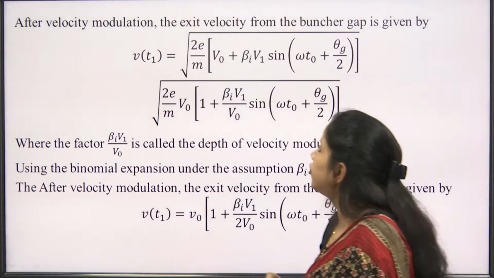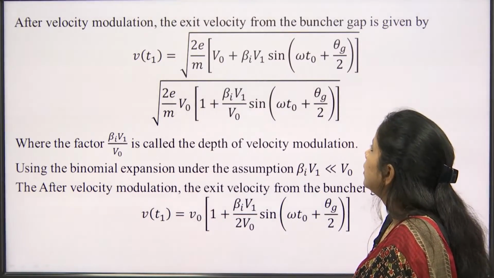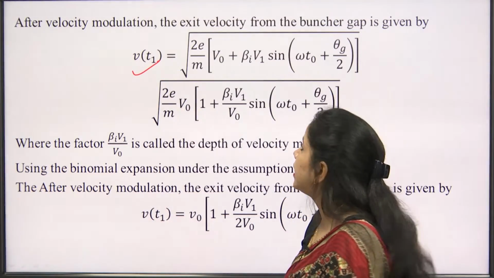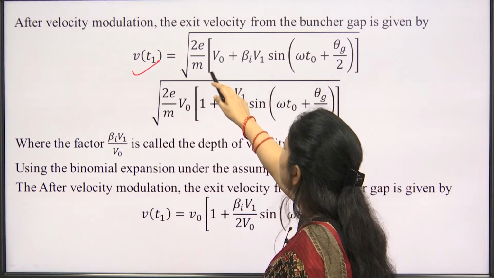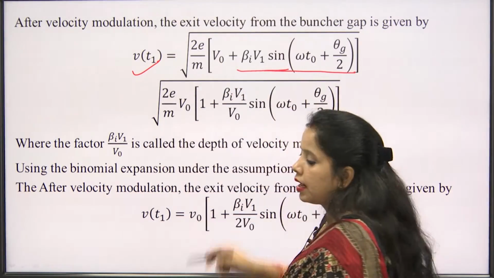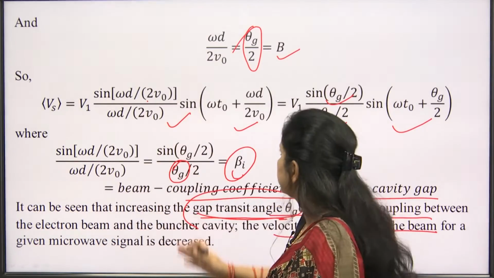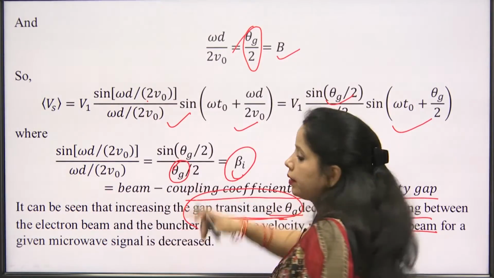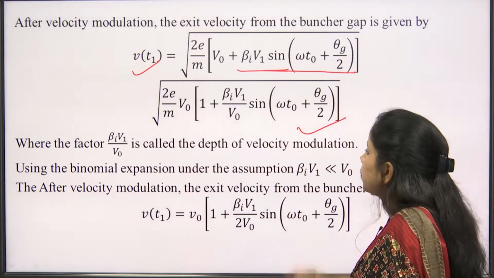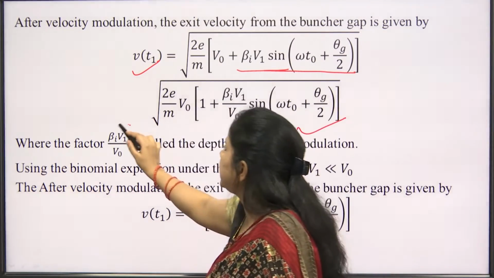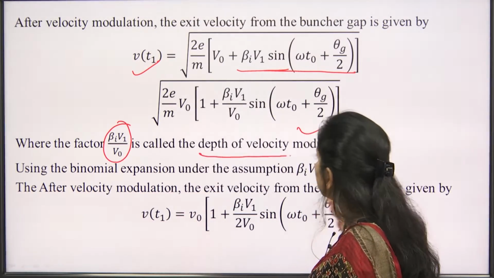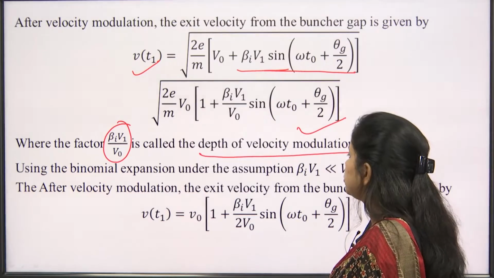Now, after the velocity modulation, what are we getting? Vt1, which is the velocity after the velocity modulation, and it is given by the square root of 2e V naught upon m. This is the initial velocity, and now the amplified one is added to it. This one is the amplified one, and it is added with this, and we are able to get this as the final equation on solving, where the factor beta I V1 upon 2 V naught is called the depth of the velocity modulation.